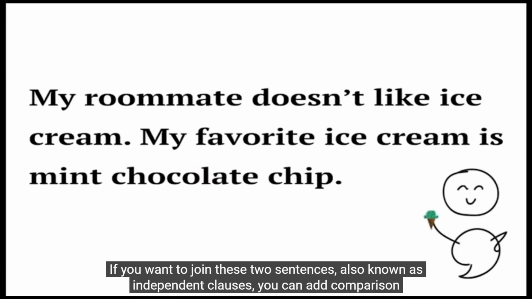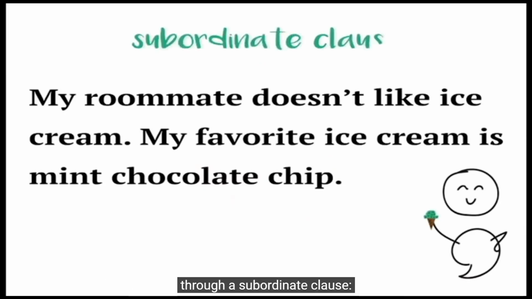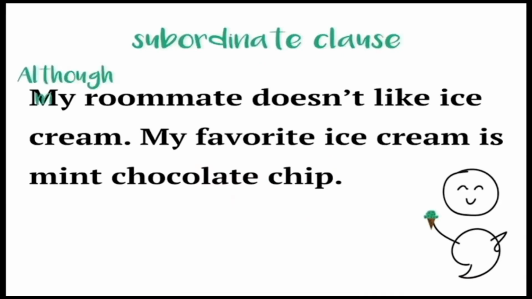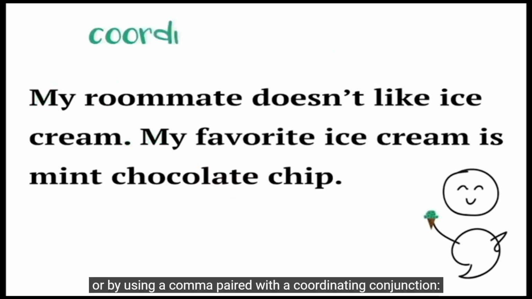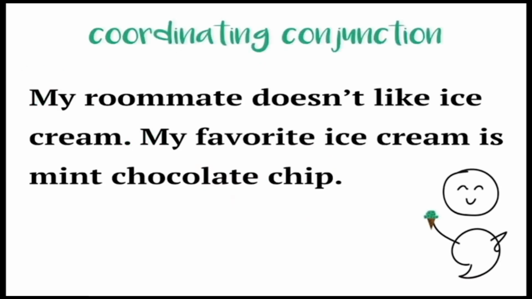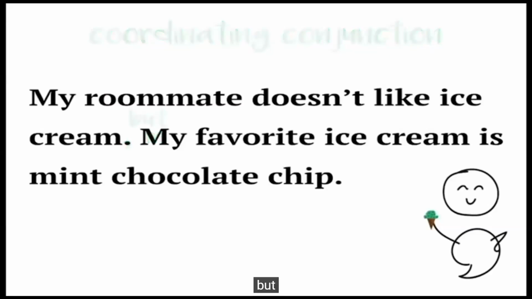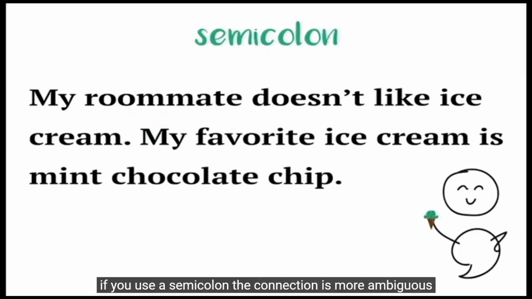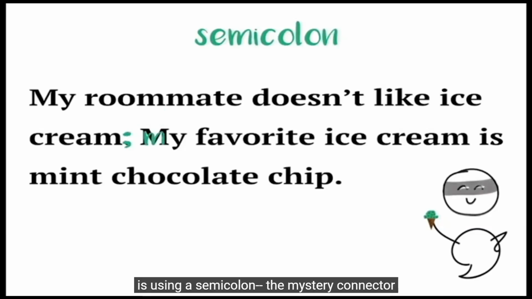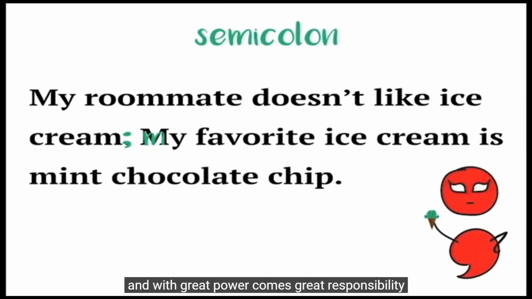If you want to join these two sentences, also known as independent clauses, you can add comparison through a subordinate clause. Although my roommate doesn't like ice cream, my favorite ice cream is mint chocolate chip. Or by using a comma paired with a coordinating conjunction. My roommate doesn't like ice cream, but my favorite ice cream is mint chocolate chip. But if you use a semicolon, the connection is more ambiguous. Instead of making a comparison, the writer is using a semicolon, the mystery connector. The writer is giving the power to the reader to decide how the two are related, and with great power comes great responsibility.